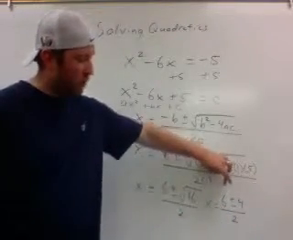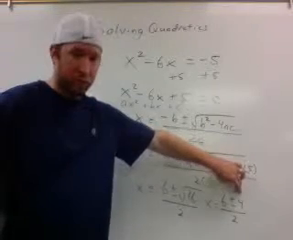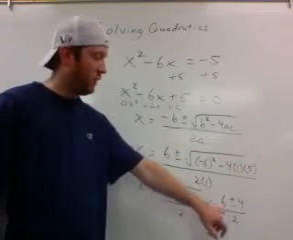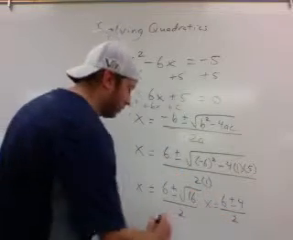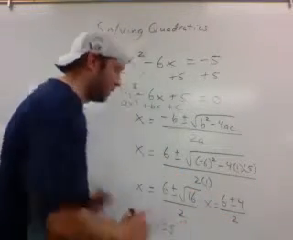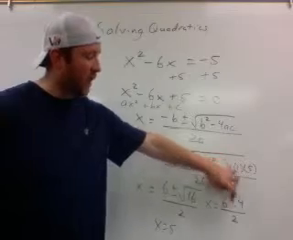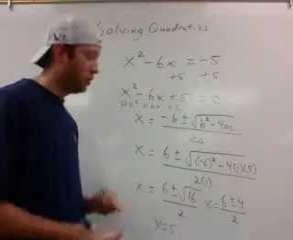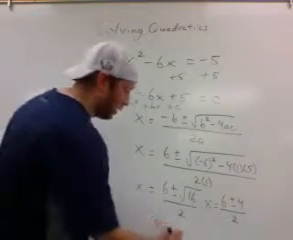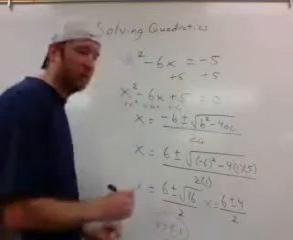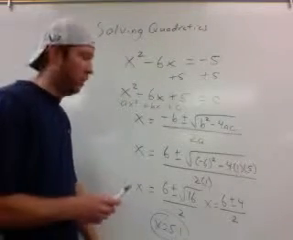And now I got my two answers. 6 plus 4 is 10. Divided by 2 is 5. So I get x equals 5. And 6 minus 4 is 2. 2 divided by 2 is 1. And there I go again. I get x equals 5 and x equals 1.